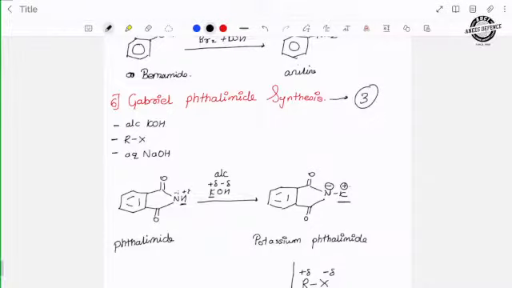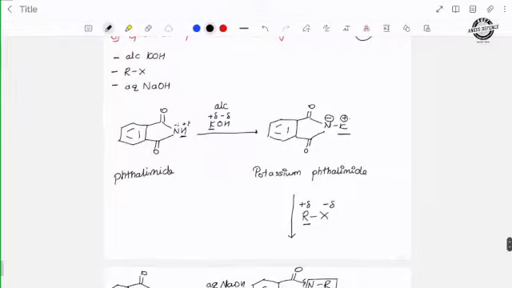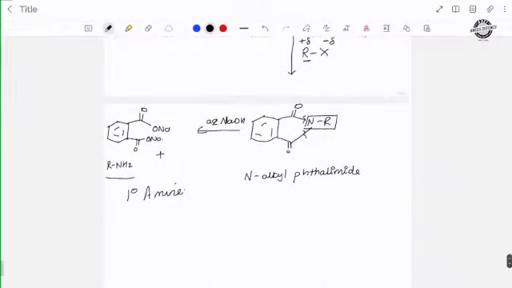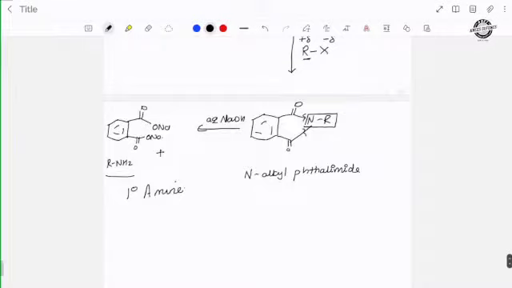Next, we are going to treat it with RX, any alkyl halide. And last, you have to treat it with aqueous NaOH. So in Gabriel phthalimide synthesis, you are going to get a primary amine. Done? That's it. These were the preparations of amines.